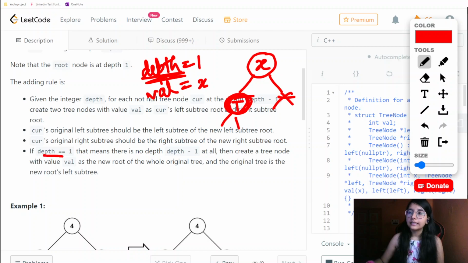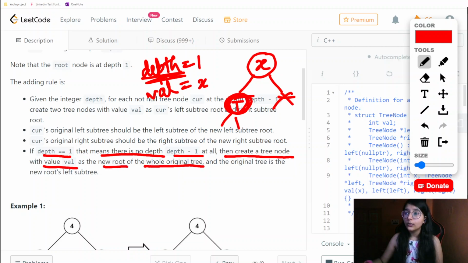So this is what they are saying: if depth equals 1, that means there is no depth minus 1, right? That's for sure. Then create a tree node with value val as the new root of the whole original tree, and the original tree is the new root's left subtree. So this is what we are required to do.